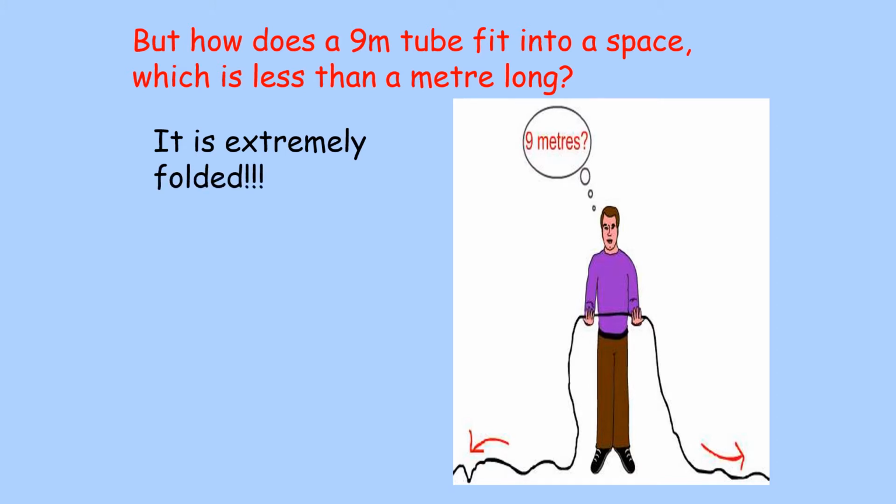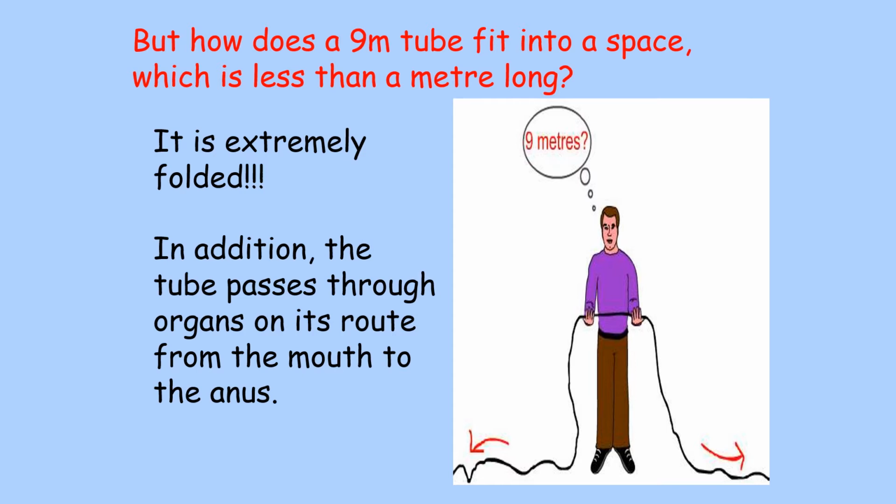It is extremely folded. Now you'll come across this if you continue biology all the way through high school. A lot of the things when it comes to biology and internal organs are folded to fit in. If you think about that iconic image of your brain with all these folds, it's folded to get more space inside. And it's the same with the digestive tract. We'll look into the different areas of the digestive tract and how it is folded inside. And also, in addition, the tube passes through organs on its route. And we're going to be looking at all these organs in the next few slides.